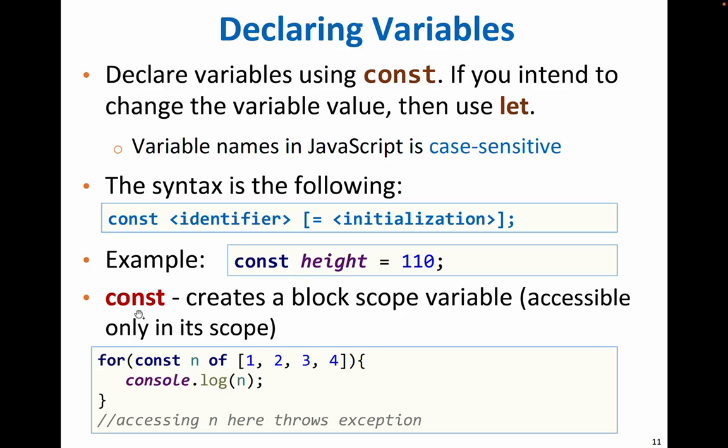And this const creates a block scope variable, which means that it's only accessible in its scope. So if you have, for instance, this for loop, you define this n variable here, so this will not be accessible outside this for loop because it is defined within this for loop.